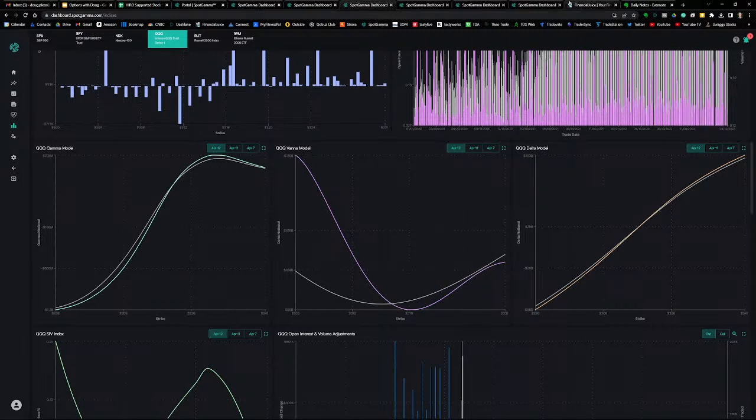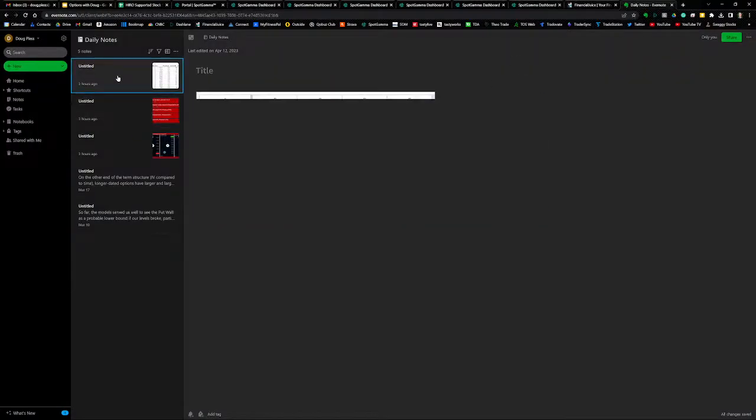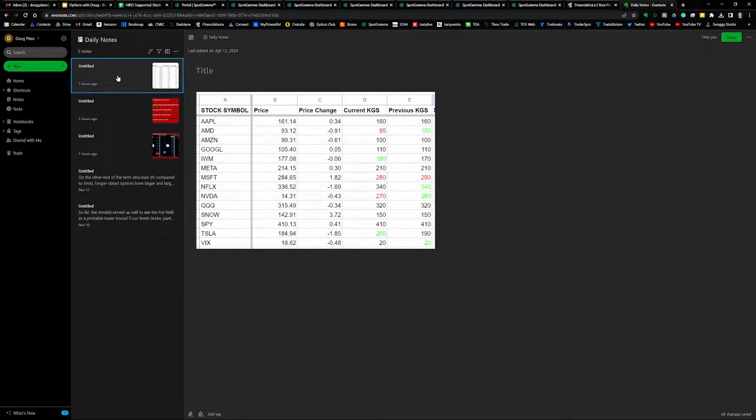All right, then let's take a look at this. This is some of the prep that I do for trading stocks. I track the key gamma strikes for all the stocks on my watch list, and I track the changes from day to day. And so this E column, the previous key gamma strike, is from yesterday, and the current key gamma strike, the D column, is from today. And I color code these just for a quick visual reference.